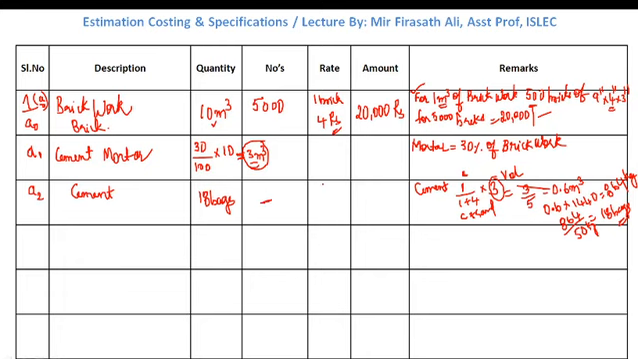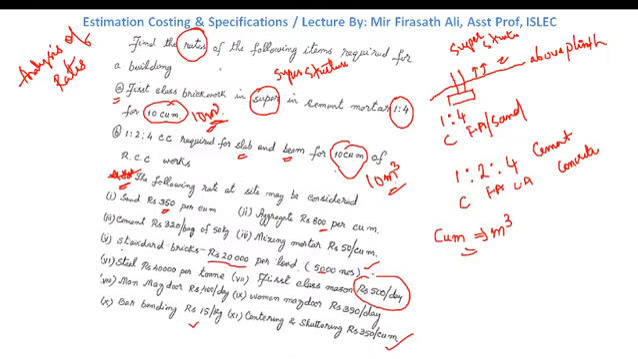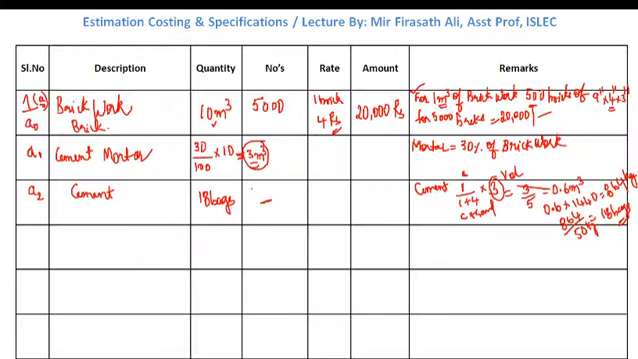What is the rate of each bag? It is given in our question: 320 rupees per bag. Substitute that. So 18 into 320, the amount will be 5760 rupees.